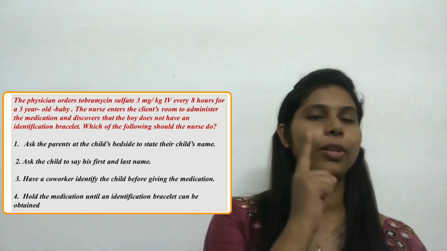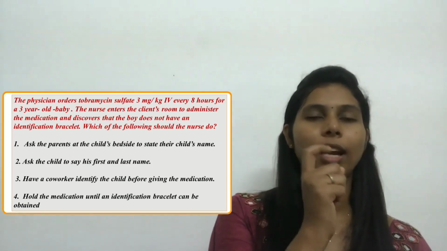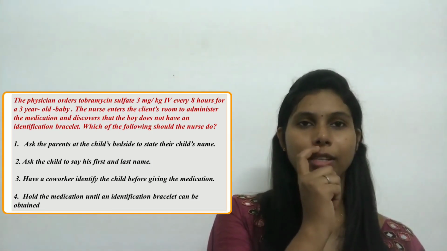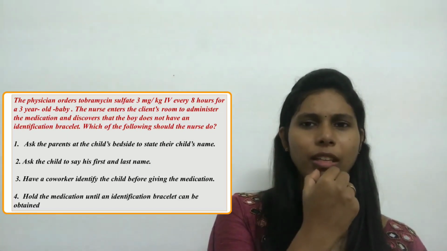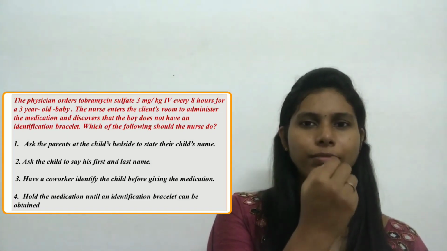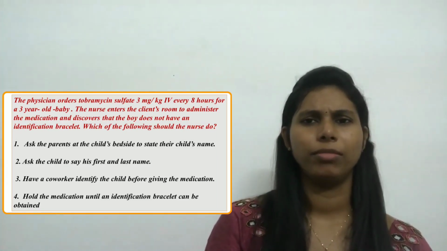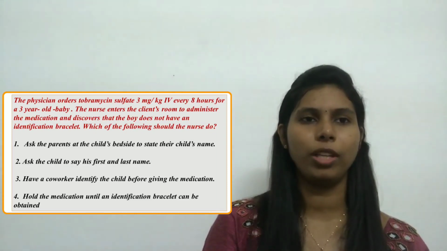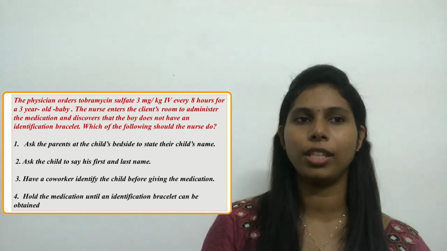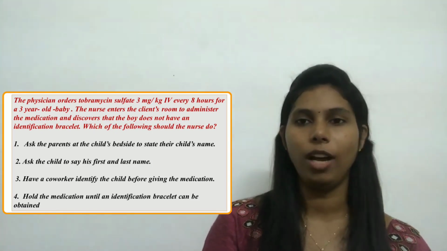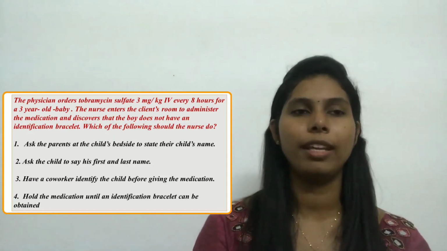In this scenario, the best way to identify the patient, this child, is better by whom? Would we confirm based on the word of a co-worker? No. Sometimes it might be wrong, so eliminate that. Then hold the medication until an identification bracelet is obtained. How long? Can we predict that? No. So we can eliminate that.